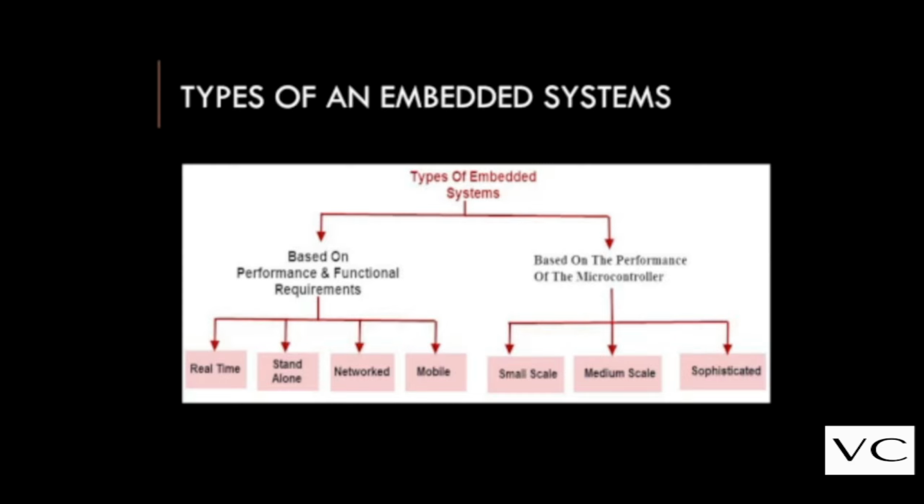The fourth category is the mobile embedded system. These are very complex and high power consumptive devices; we can think of them like in laptops or mobile phones.